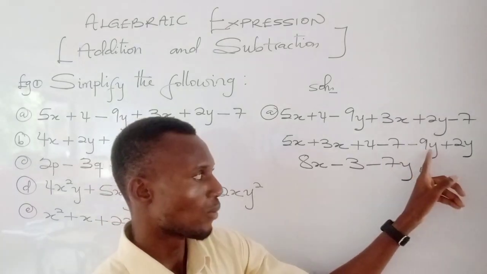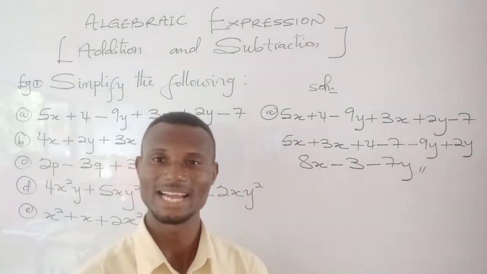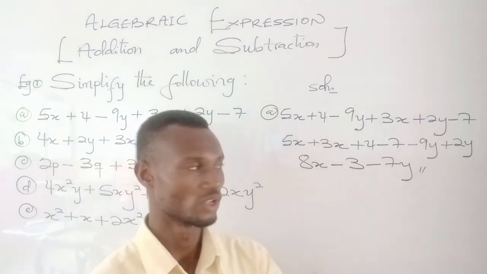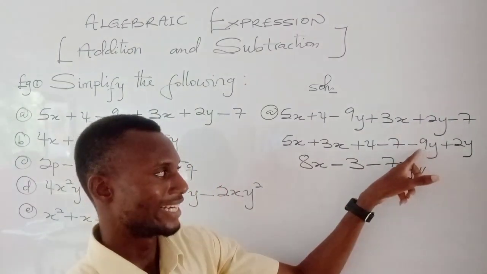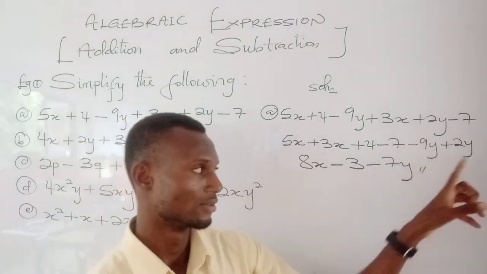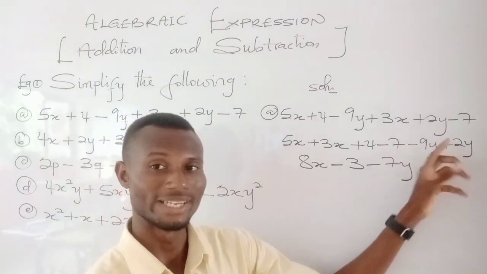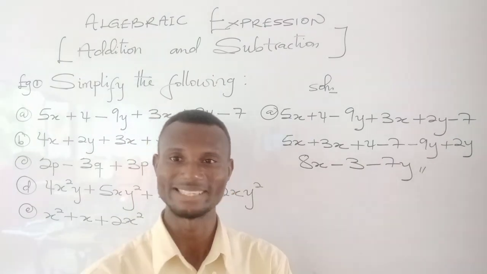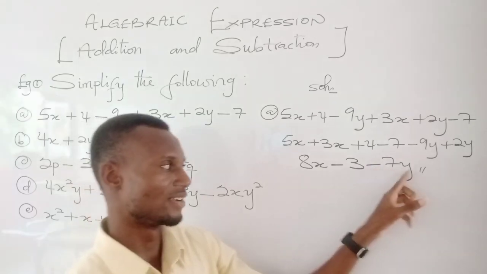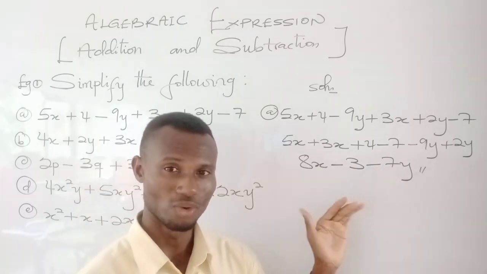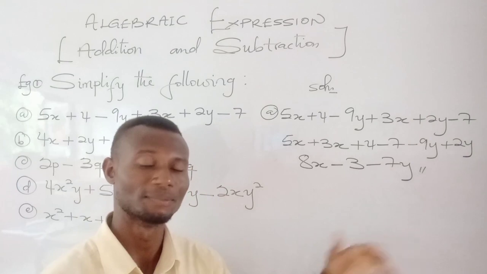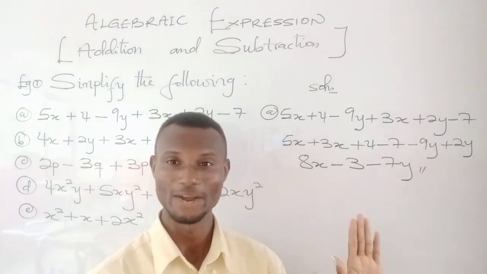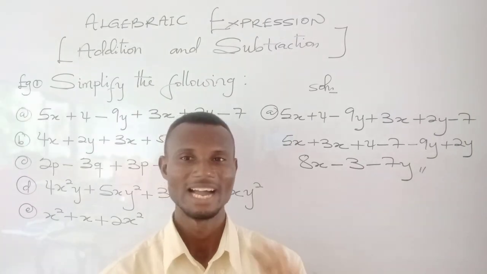So the 4 minus 7, that's why we have minus 3 here. And this one, minus 9y plus 2y. Again, consider the negative as the money you are owing, the positive as the money you are having. So the minus 9 is the money I'm owing, and the 2 is the money I'm having. So when I pay back, I'll still be owing the person 7. That's why we have minus 7y here. I hope you understand now. So this becomes our final answer that we cannot simplify further. I hope the explanation is clear enough up to this point.